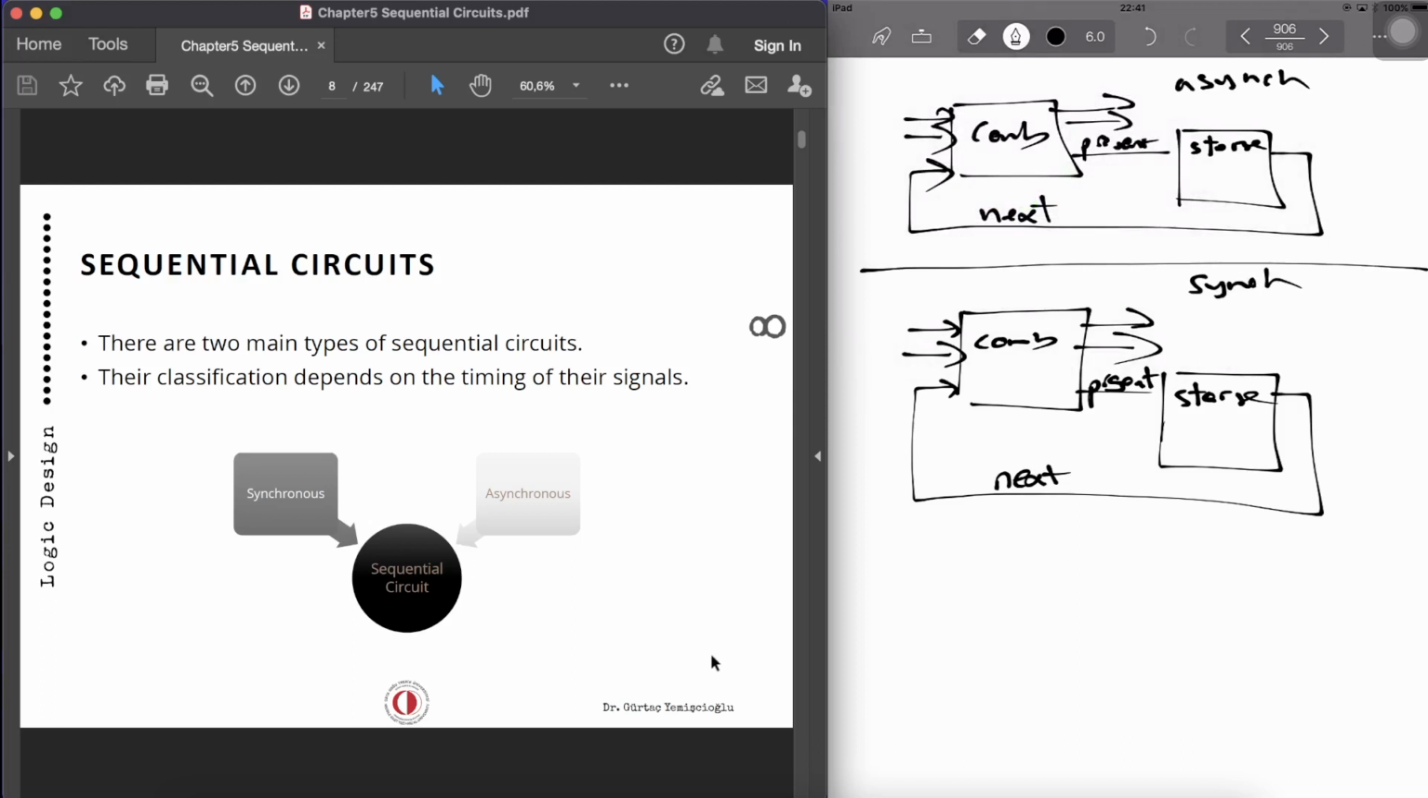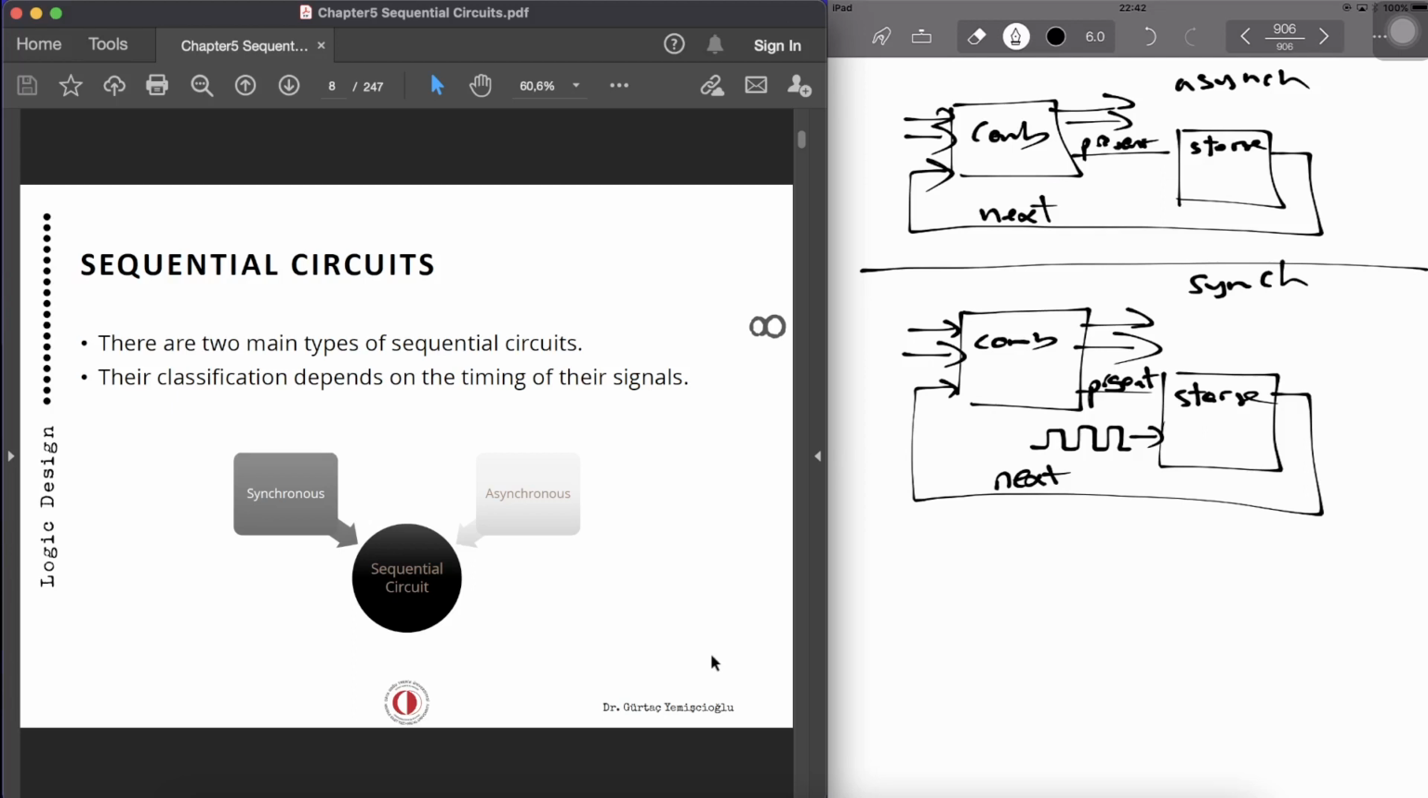With the synchronous circuits, the behavior depends on the signal changes at discrete instances of time. What do we mean by that? We are actually synchronizing the inputs so that we get an output based on the clock, or train of pulses, that is fed into the storage element. So that's the difference between asynchronous and synchronous circuits, and in this chapter we will focus on the synchronous ones.